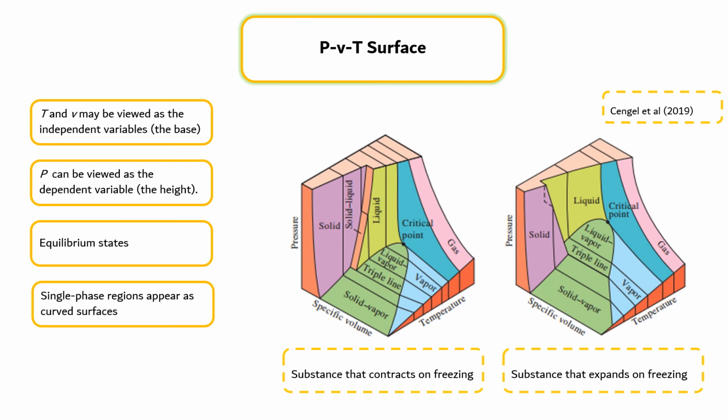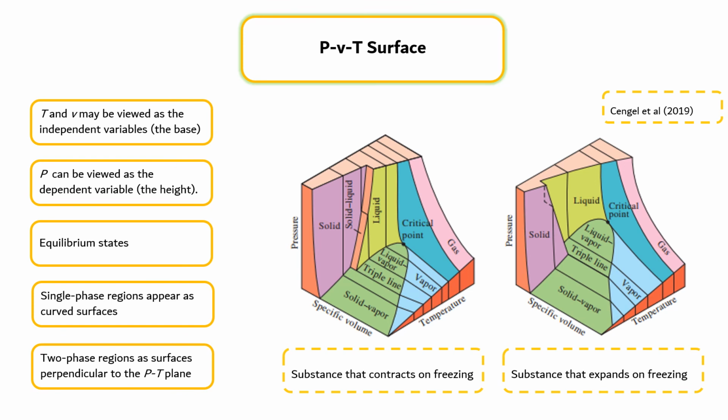The single-phase regions appear as curved surfaces on the PVT surface, and the two-phase regions as surfaces perpendicular to the PT plane. The PVT surface presents a great deal of information at once, but in thermodynamic analysis it is more convenient to work with two-dimensional diagrams such as the PV and TV diagrams.